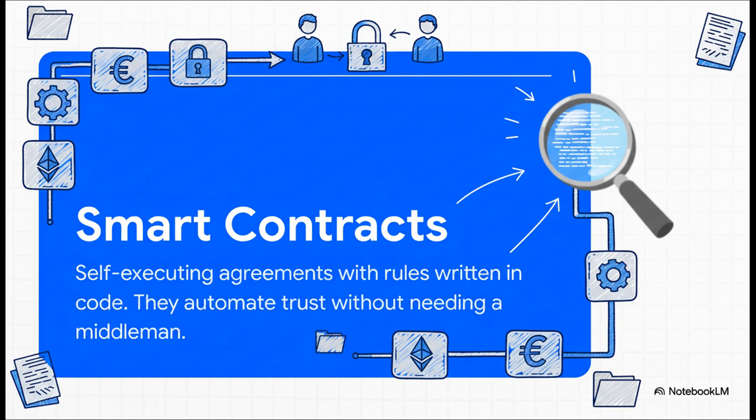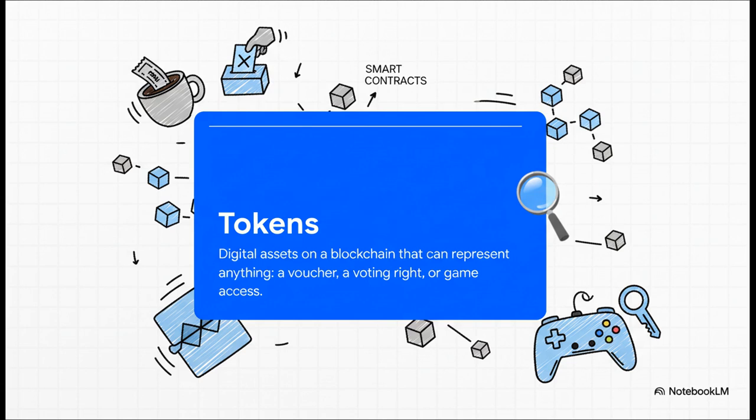But here's the most important part. It completely removes the need for a middleman. It basically creates programmable trust. And smart contracts let us create these things called tokens. A token is a digital asset that can represent almost anything of value you can think of. Seriously, it could be a voucher for a free coffee, a voting right in a community project, or even a special key that gives you access to an exclusive online game.